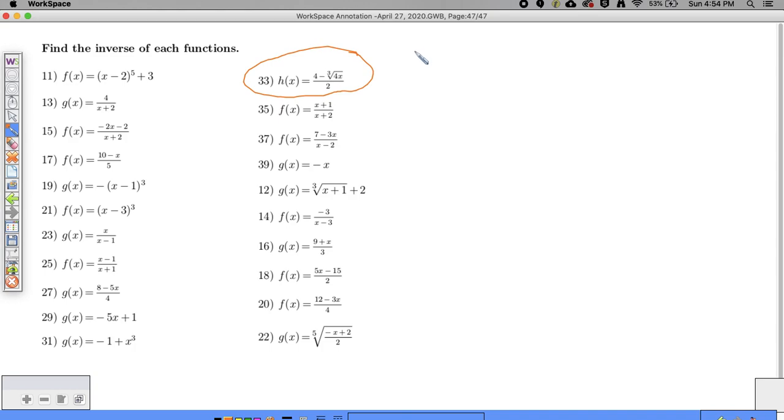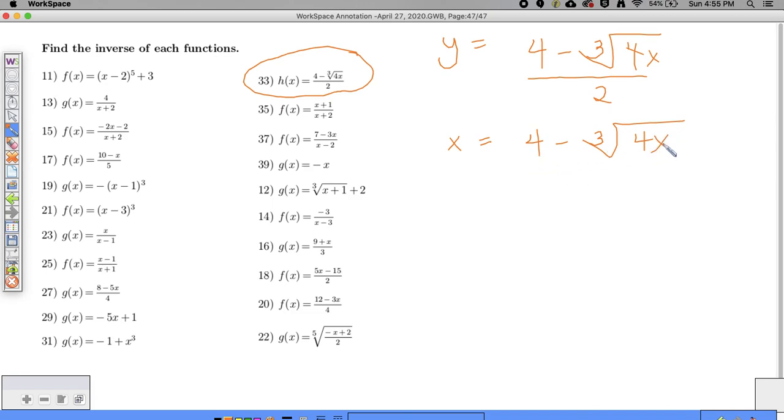So if you recall, what we know about inverses is that x and y switch, right? Because you're reflecting over the line y equals x. So if the point (2, 3) is on f, then the point (3, 2) is going to be on its inverse. So now we want to go ahead and find its inverse, and remember, to find its inverse, we would just rewrite this as 4 minus the cube root of 4x, that should be a 4, all over 2. And then the first thing we do is we have to switch, because I just rewrote h of x as y. So now remember, we have to switch x with y, and we solve for y.